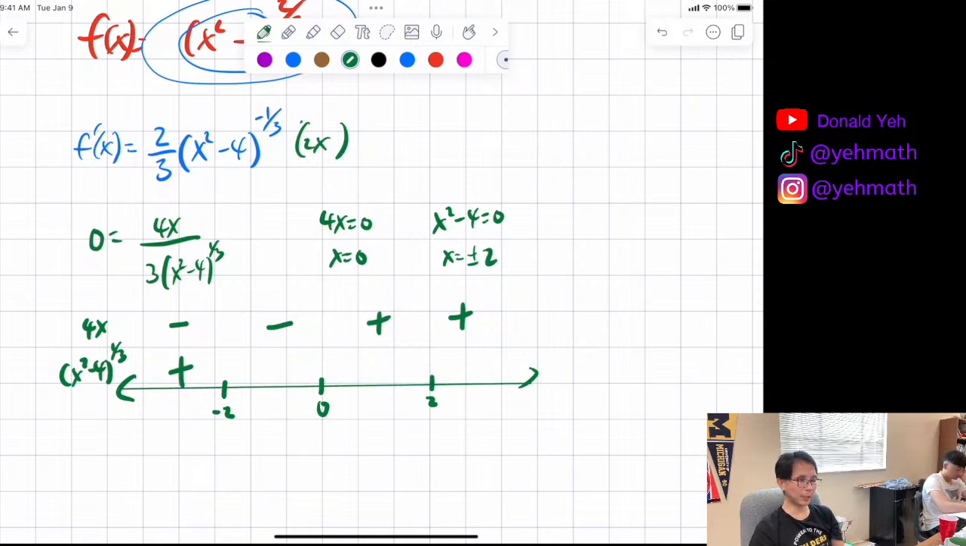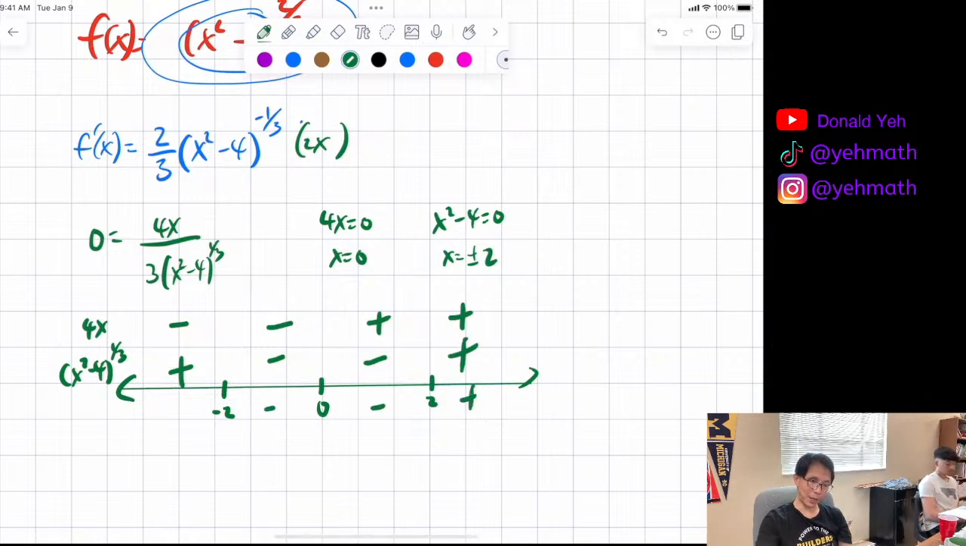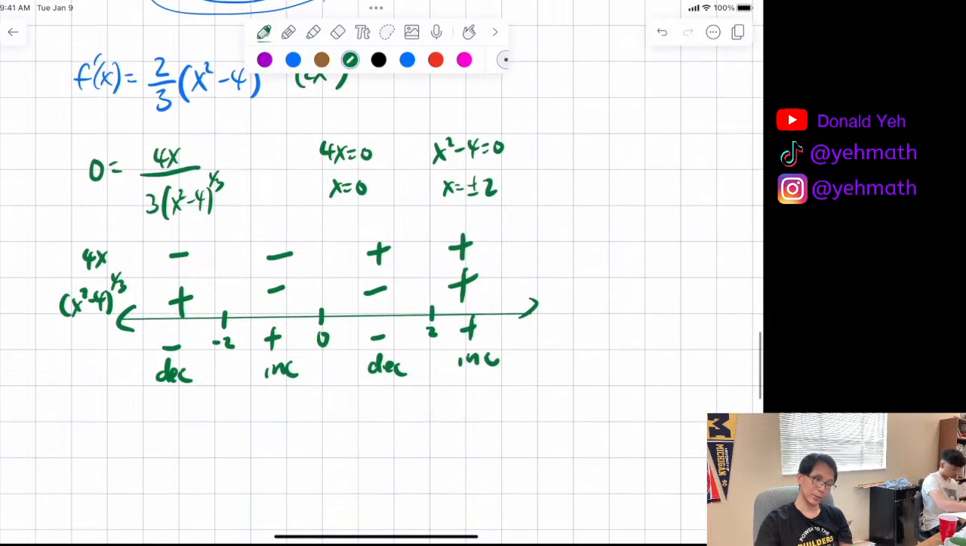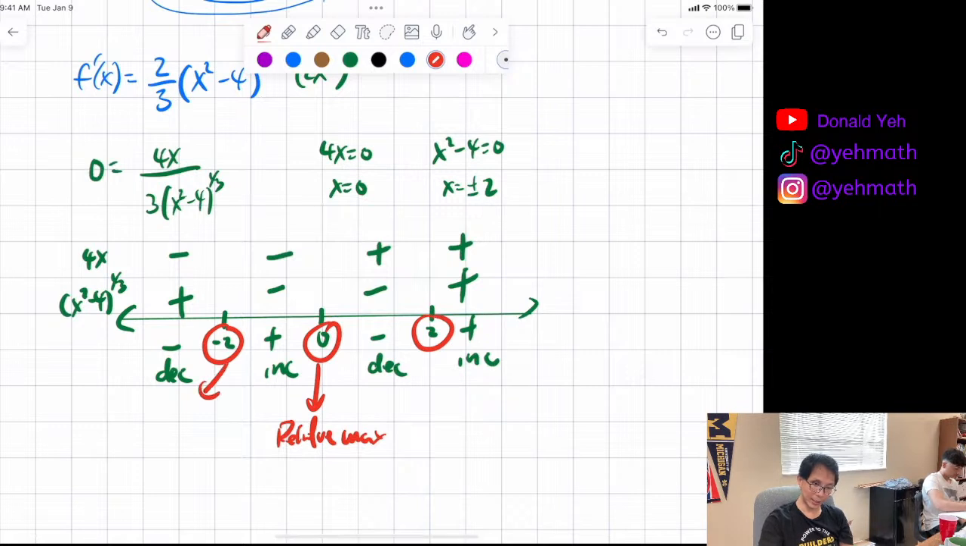Now they don't always keep the sign straight. Between -2 and 0, if I plug in -1, -1 squared is 1, and 1 minus 4 is -3. The cube root of -3 gives you a negative. The same thing is here. So it's going to be positive, negative, positive, negative. It's going to be decreasing, increasing, decreasing, increasing. So this is a relative max, and this and this are relative mins.